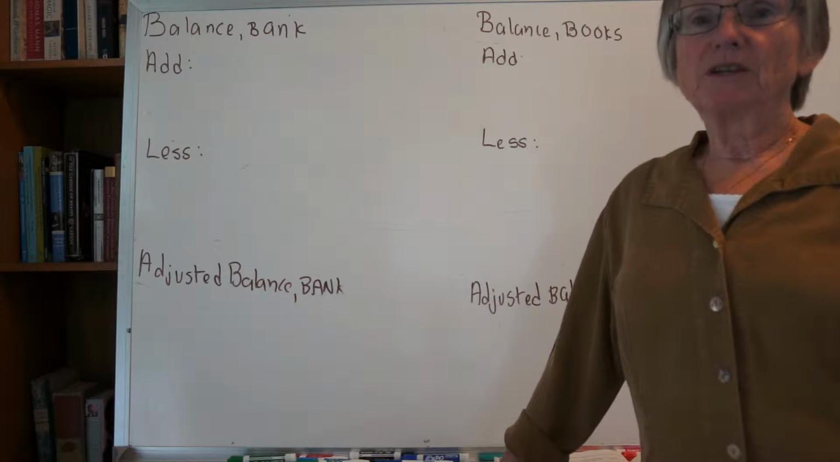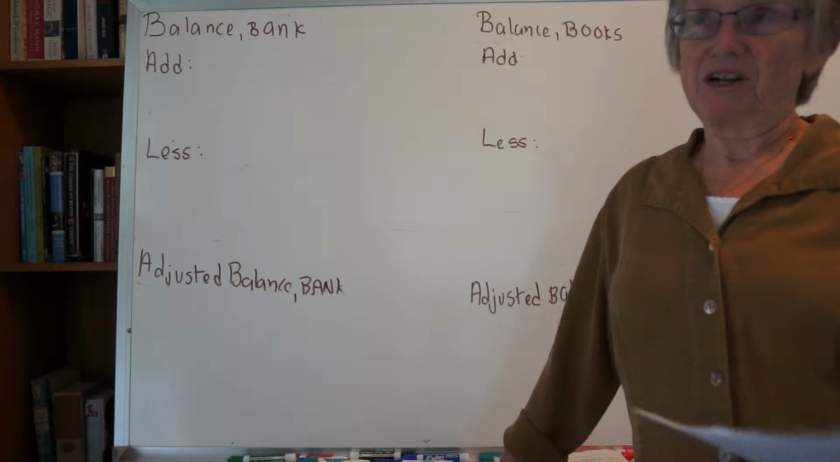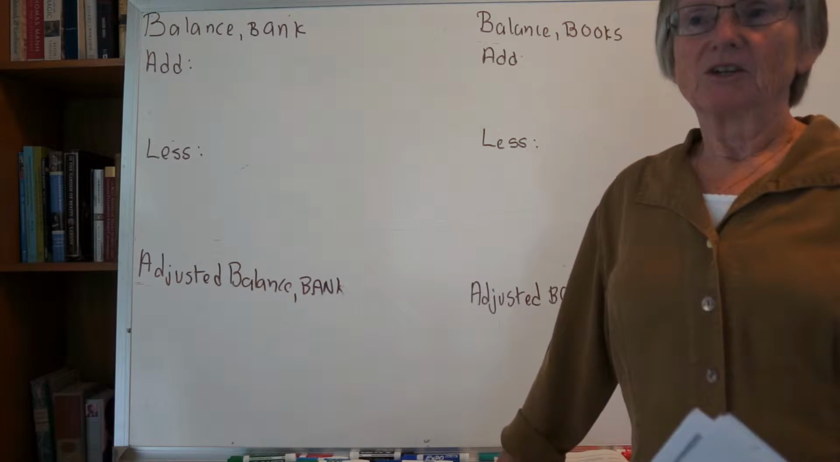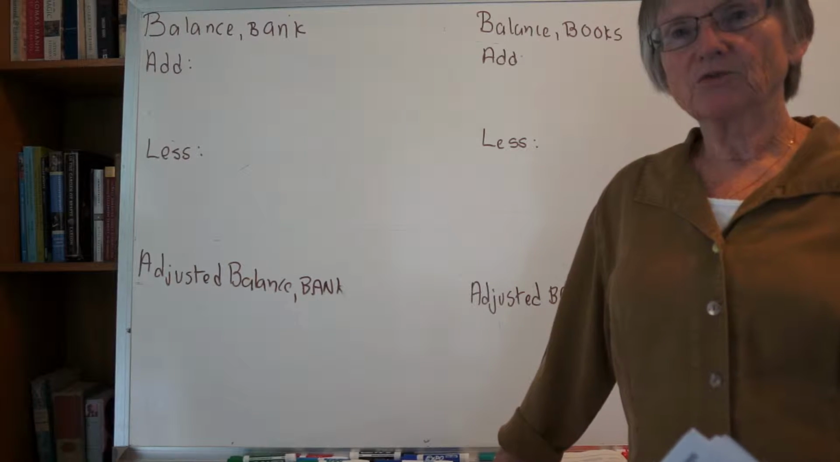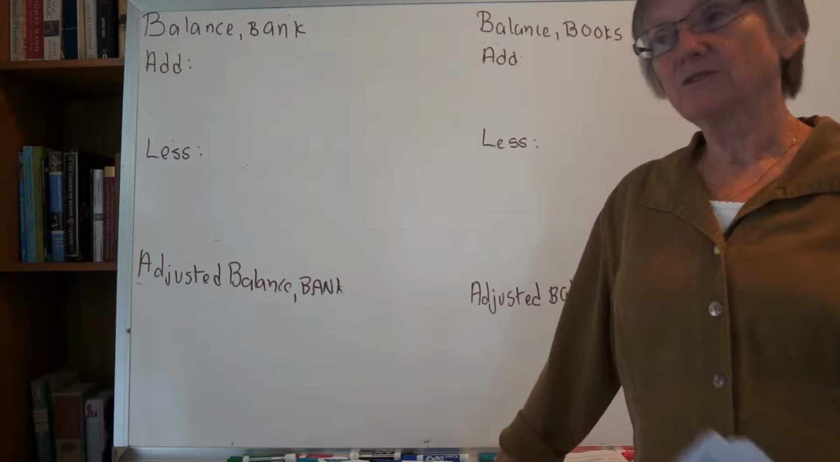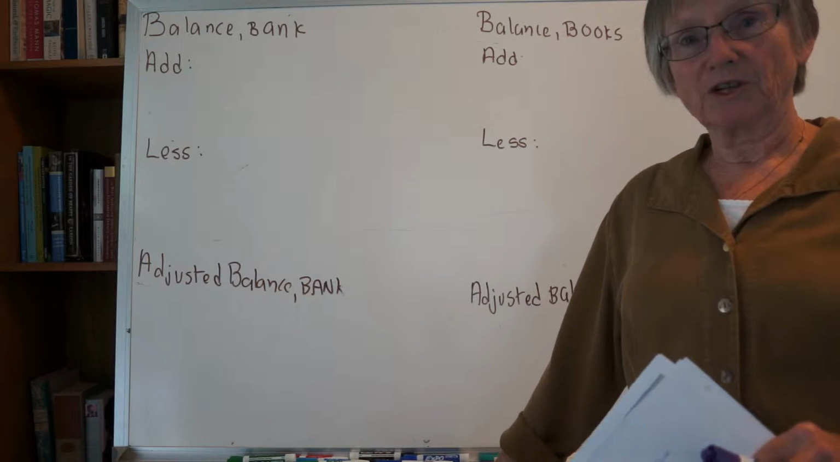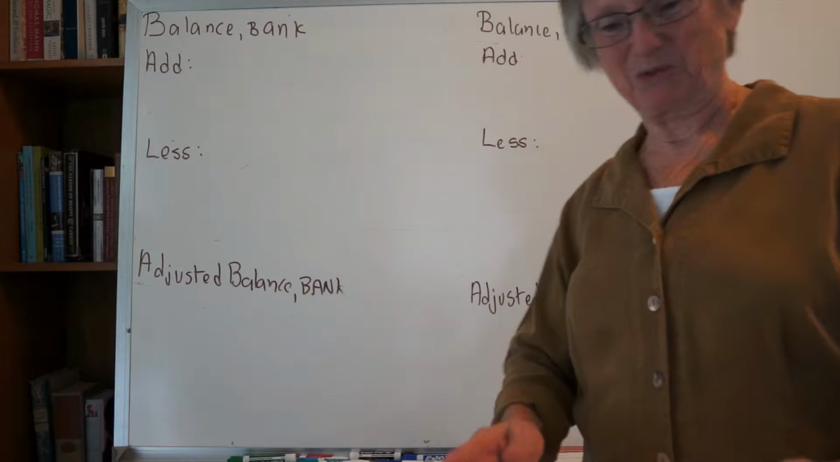And I'm going to do it as if we were doing it in a real office, where you would not look for errors unless you had to. In other words, you do all the normal entries first, and then if the two adjusted balances didn't balance, we would then look for errors. So that's how I approach this problem.